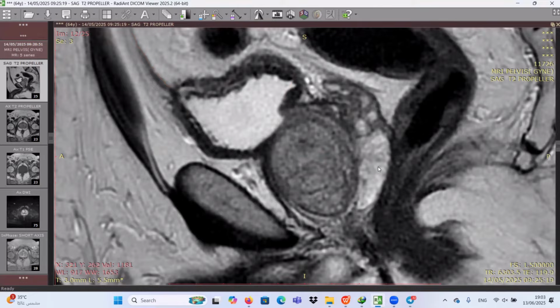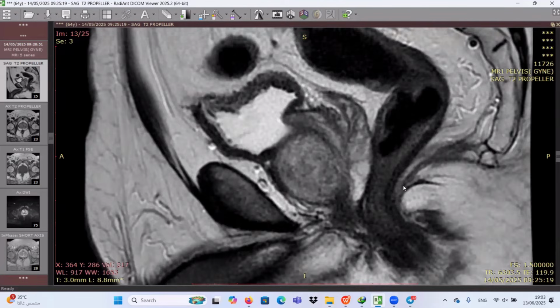Also, we have here the pre-prostatic space of rectus. This one is very important. It is present behind the symphysis pubis. This is the symphysis pubis. Also, we have here the root of the penis, and we have the rectum and the anal canal.